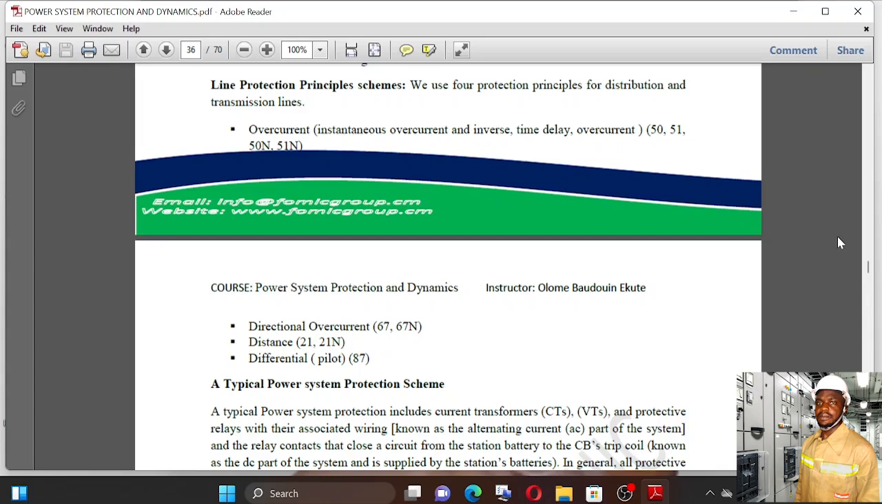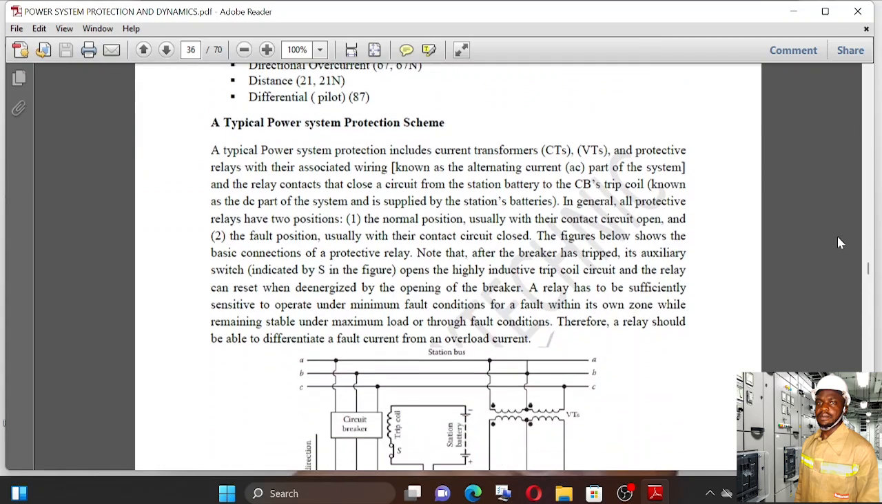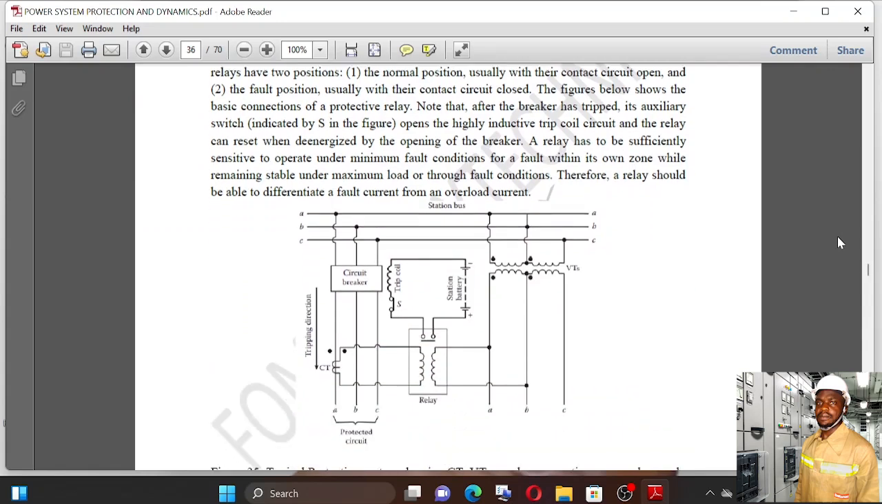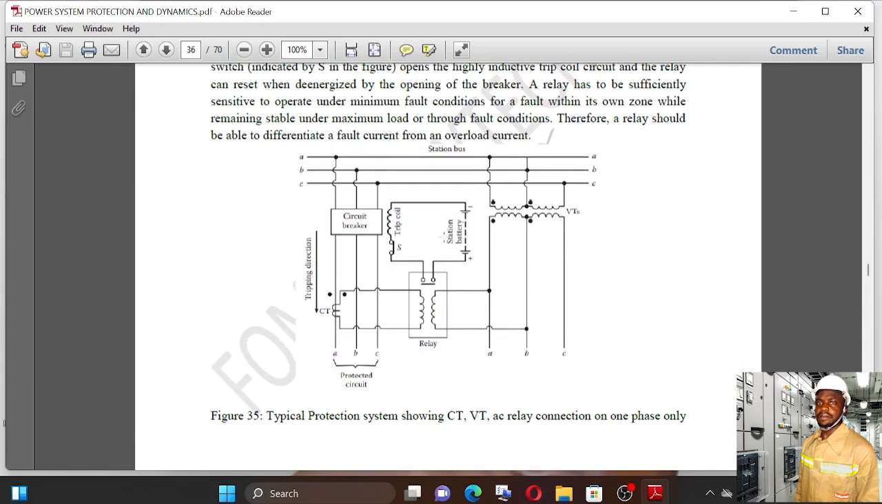Then our focus today is on these protection schemes. We have four protection schemes that are mainly used: overcurrent protection, directional overcurrent protection, distance and differential protection, and also pilot protection. We have seen the various types of relays, and those relays are now used in these protection schemes in order to provide appropriate protection of the system.